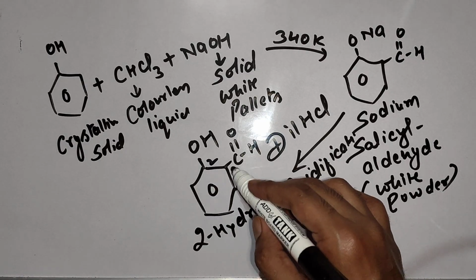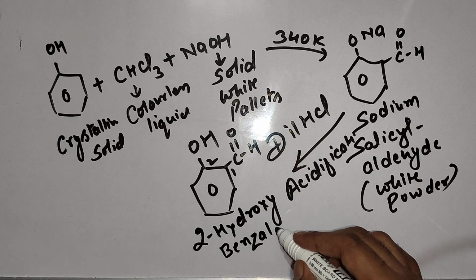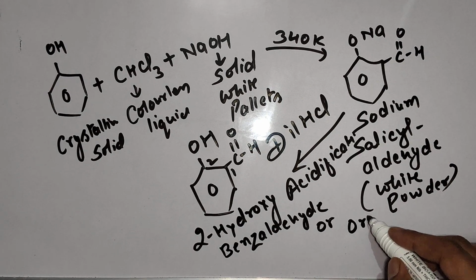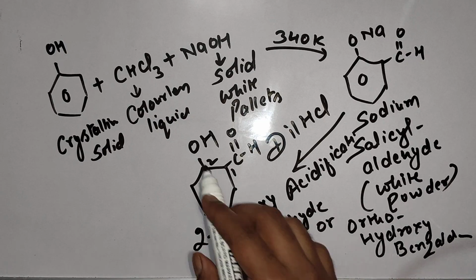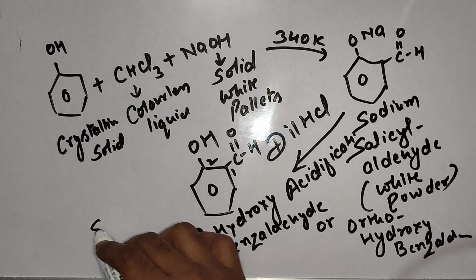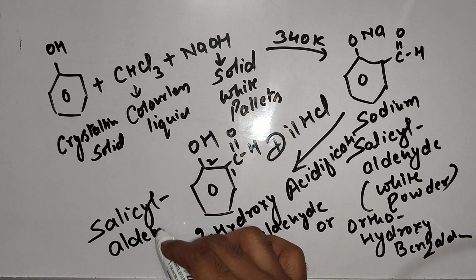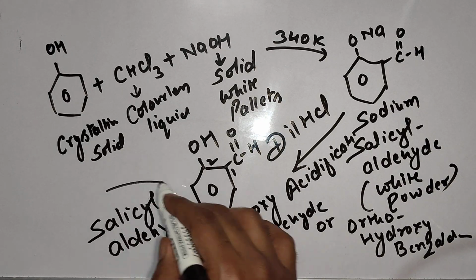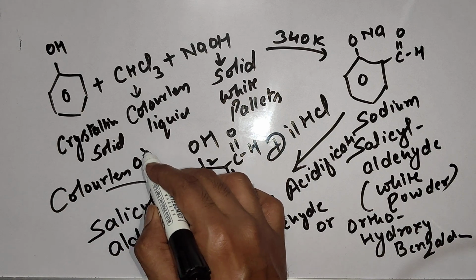And this whole compound, benzene and aldehyde group, is known as benzaldehyde. So 2-hydroxybenzaldehyde, or you can call it ortho-hydroxybenzaldehyde, because they are ortho to each other. And the common name is salicylaldehyde. Mostly it is called by its common name, salicylaldehyde. It is a colorless, oily liquid.